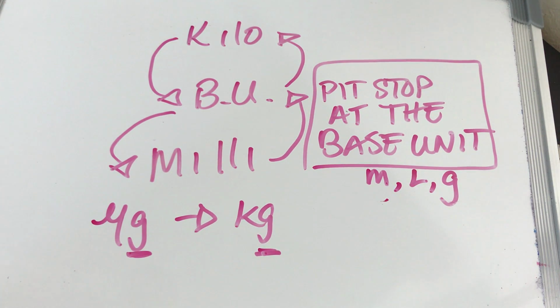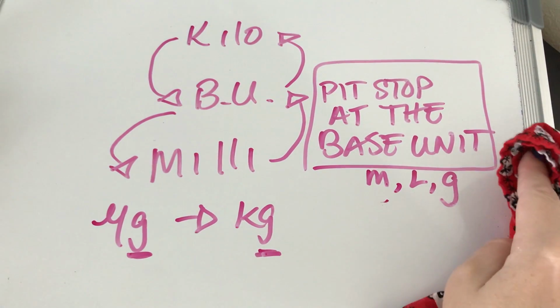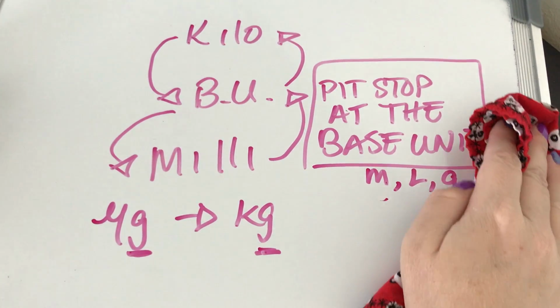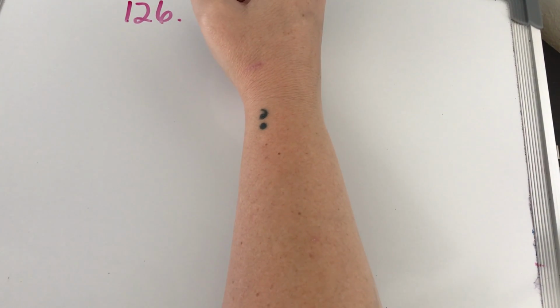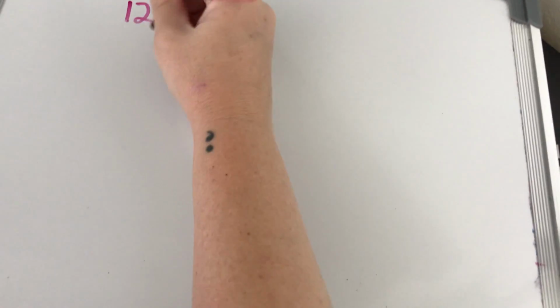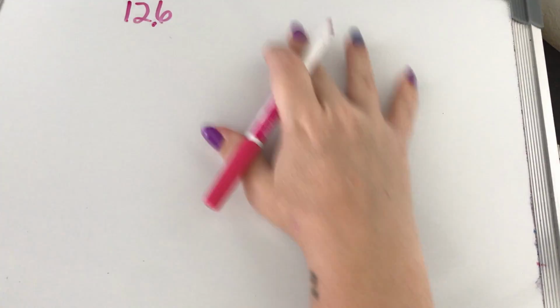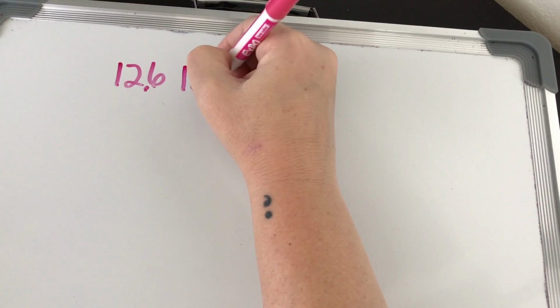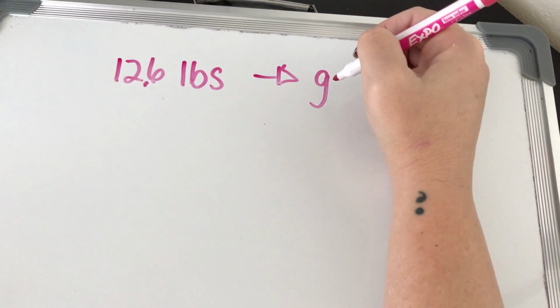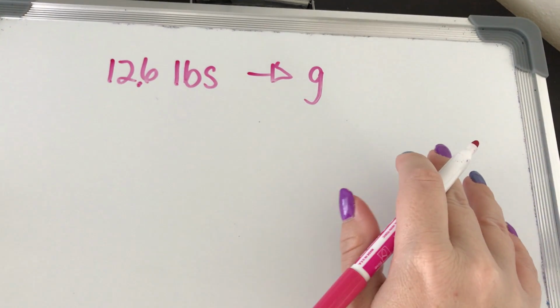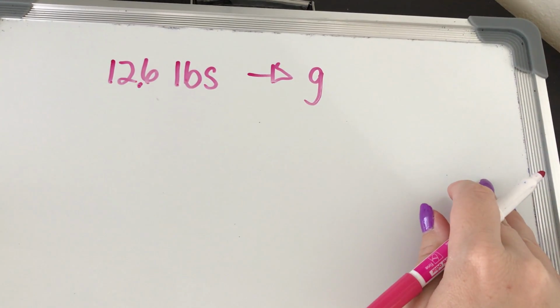I had the first question on the quiz that said 126 pounds, and then it gave the conversion from pounds to kilograms. I got that wrong. I multiplied it. Was it 12.6? I think it was 12.6 lbs to grams, right? Mine was kilograms, but yeah. No, it wasn't? No.